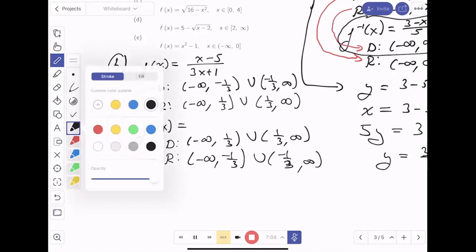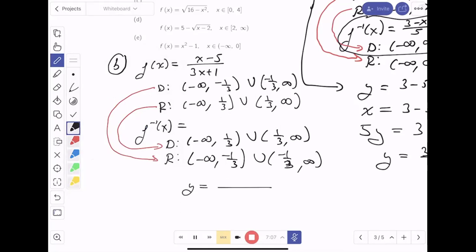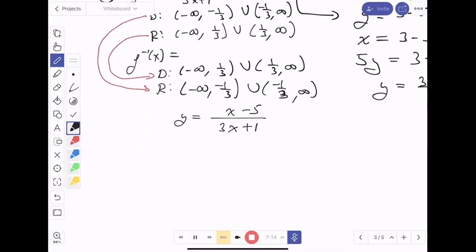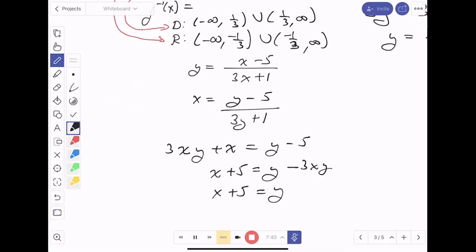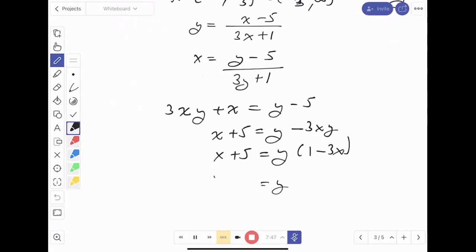And the work is going to be, I change f of x to y. I'm going to interchange the roles of x and y. I'm going to try to solve it for y. And the way I do it, clear the fraction, 3xy plus x, y minus 5. X plus 5 equals y minus 3xy. X plus 5, y, 1 minus 3x, and then y, and that's pretty simple. Y would be equal to x plus 5 over 1 minus 3x.